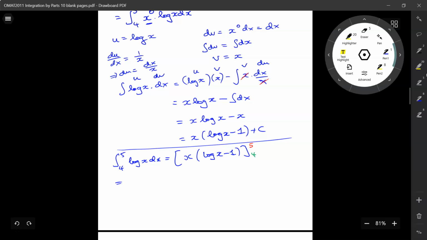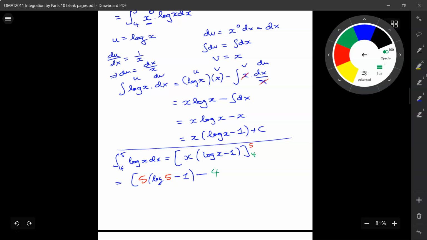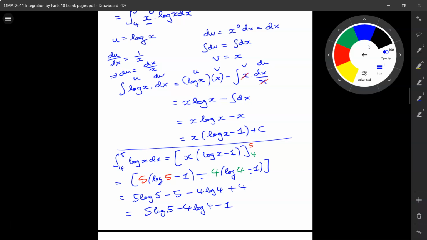If we look at this example, I'll spread it out over here. That gives us 5 times the log of 5 minus 1, and this is minus, and then we can put the lower limit in, 4 times the log of 4 minus 1. And this basically gives us, if we multiply this out, 5 times the log of 5 minus 5, and we multiply this side, it's minus 4 times the log of 4, and we have a minus times a minus, so we get plus 4. So what we end up with here is 5 times the log of 5 minus 4 times the log of 4 minus 1, because minus 5 plus 4 is minus 1. So that is the correct solution. You could evaluate these if you want, or you can leave it like this.